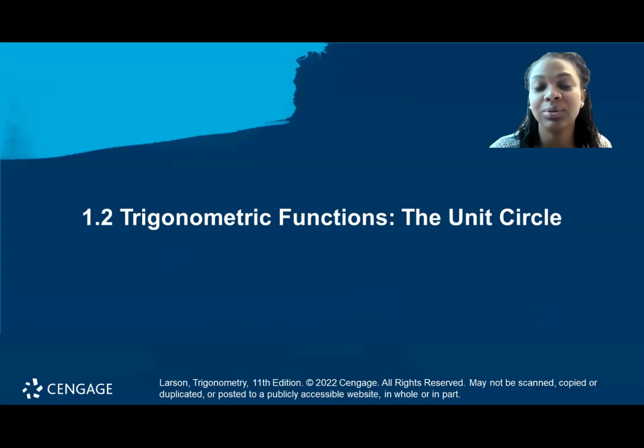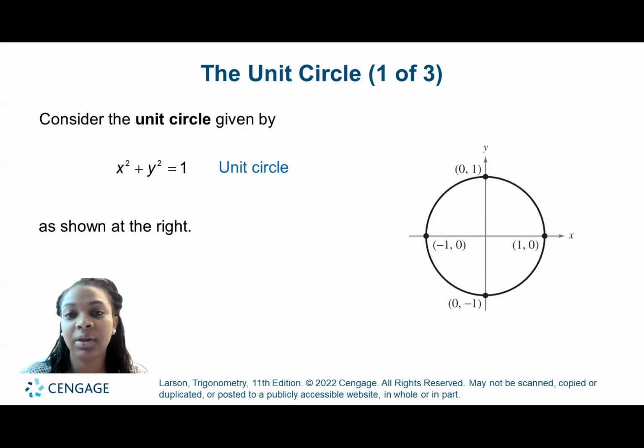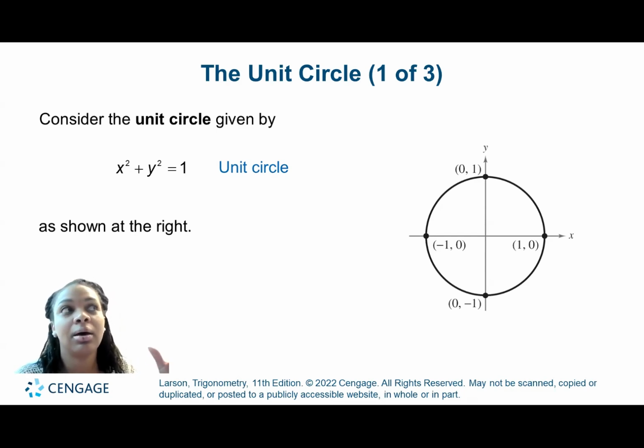In section 1.2, we are going to define the 6 trigonometric functions. And the first way that we'll do that is based on the unit circle. An important thing to know about the unit circle and why we call it a unit circle is that the radius is 1. So if you remember the equation of a circle from pre-calculus algebra as x squared plus y squared equals r squared, or you may remember a version that had h and k, where h and k were the center of the circle.